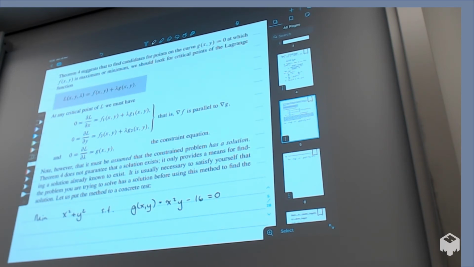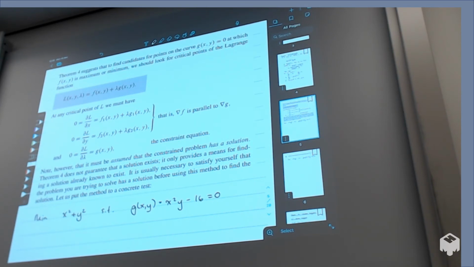What is f of x? Anyone want to handle that? What is f of x, y? X squared plus y squared, right? Right, it's the thing we're trying to maximize or minimize. Isn't the thing we're trying to maximize or minimize x squared y equals 16? My question here is about fundamental mathematical notation that I'm confused with.